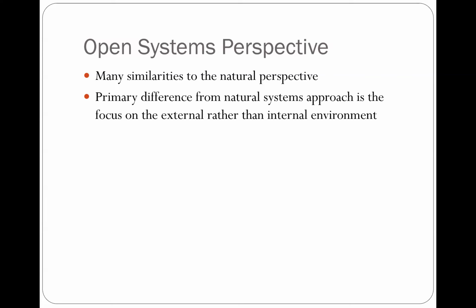And whereas natural systems theorists saw it kind of as a one-way street, where organizations age and mature, they lose resources and energy out to their external environment, open systems theorists assume that organizations can also import new energies and new resources from their environment to replace those energies that they have dissipated and lost. So it's kind of a two-way street. Not just how does the environment affect the organization, but how can the organization affect its external environment?